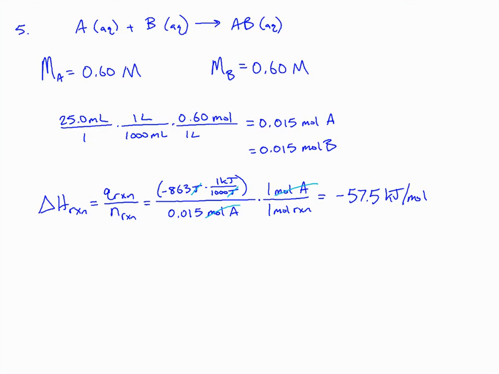And we see that it is negative 57.5 kilojoules per mole. This means that for every mole of A that reacts, or every mole of B that reacts, we are going to release 57.5 kilojoules. Quite a bit of energy.